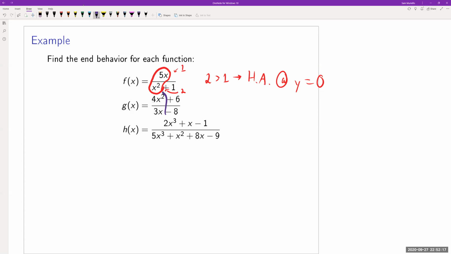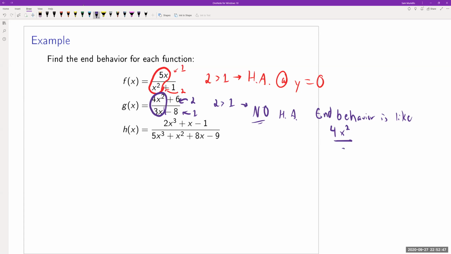In the next function, the numerator is 2 and the denominator is 1. 2 is still larger than 1, but in this case that 2 is in the numerator. That means that there is no horizontal asymptote. We would say that the end behavior is like a line. So we can say end behavior is like 4x squared over 3x, which would simplify to 4/3 x, which is a line with positive slope.